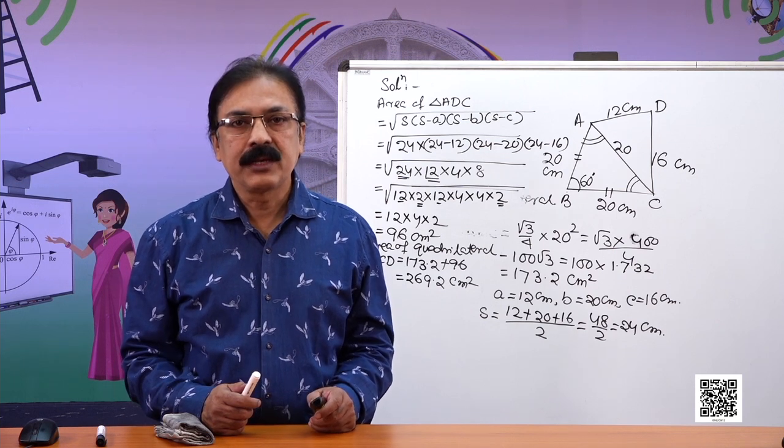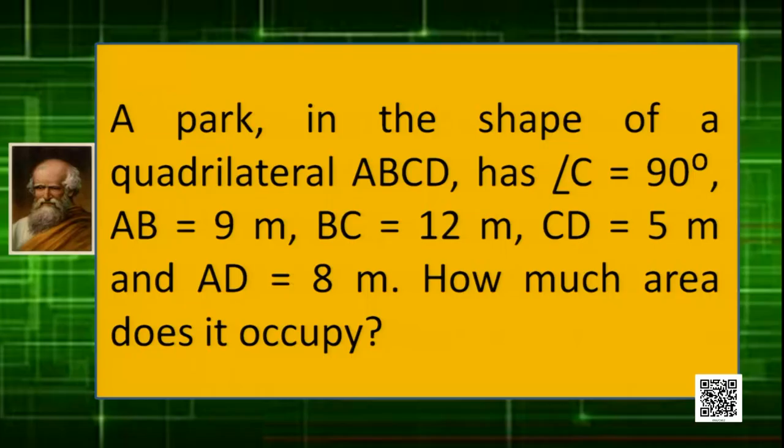Let us see another question. A park in the shape of a quadrilateral ABCD has angle C equal to 90 degree, AB is equal to 9 meter, BC is equal to 12 meter, CD is 5 meter, and AD is 8 meter. How much area does it occupy?